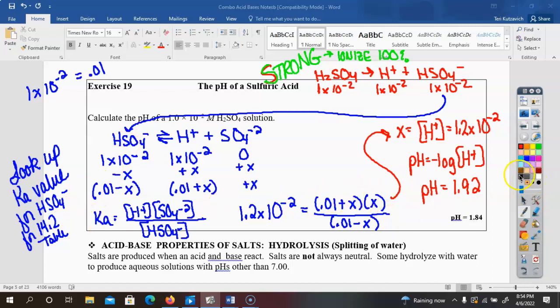Plug in all your values, but remember what we do. We assume that that X is so small. So now we're just solving for X. X equals your H plus. It comes out to 1.2 times 10 to the negative 2. pH equals negative log of H plus. So it's 1.92.